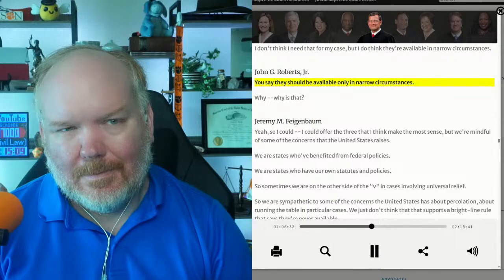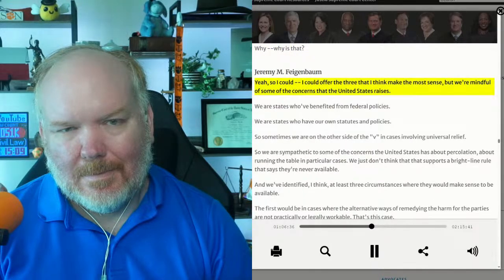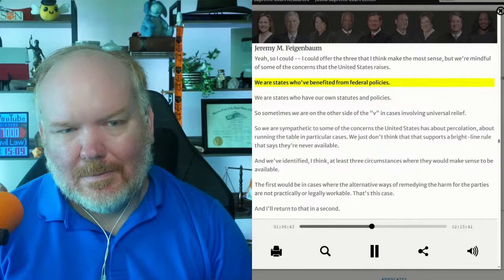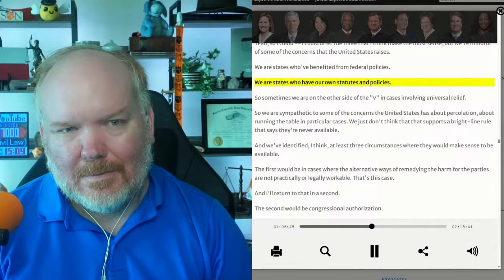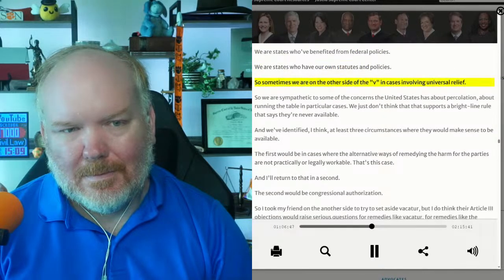You say they should be available only in narrow circumstances. Why is that? Yeah, so I could offer the three that I think make the most sense, but we're mindful of some of the concerns that the United States raises. We are states who've benefited from federal policies. We are states who have our own statutes and policies. So sometimes we are on the other side of the V in cases involving universal relief.